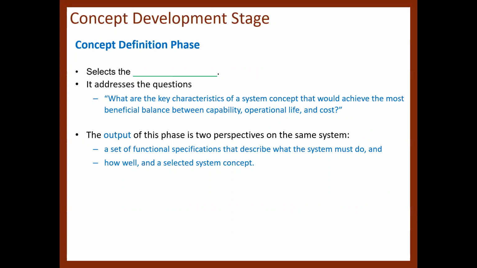The concept definition phase selects the preferred concepts. It addresses the questions: what are the key characteristics of a system concept that will achieve the most beneficial balance between capability, operational life, and cost? The output of this phase is 2 perspectives on the same system: a set of functional specifications that describe what the system must do and how well, and a selected system concept.